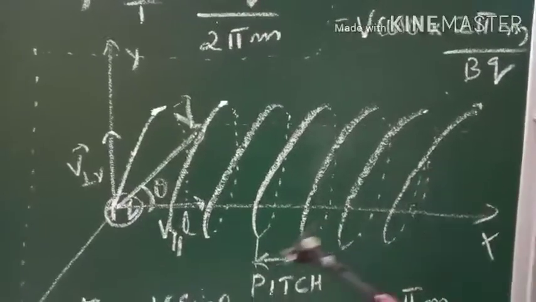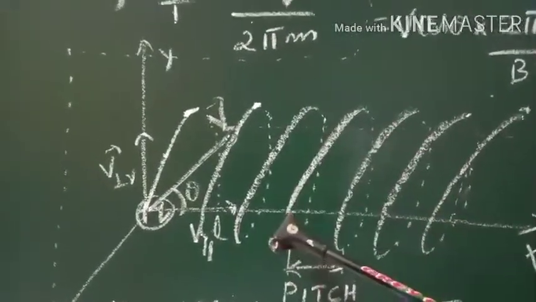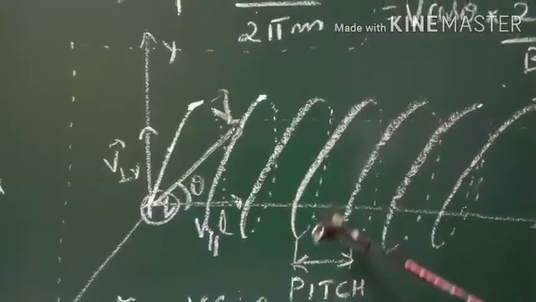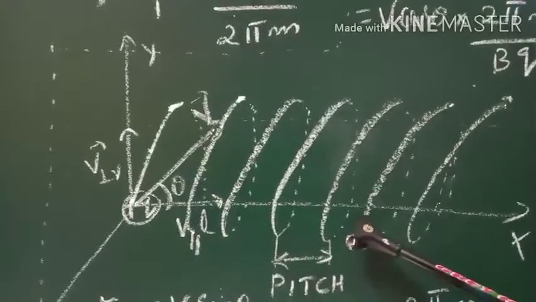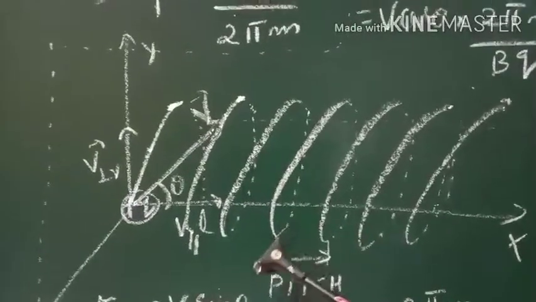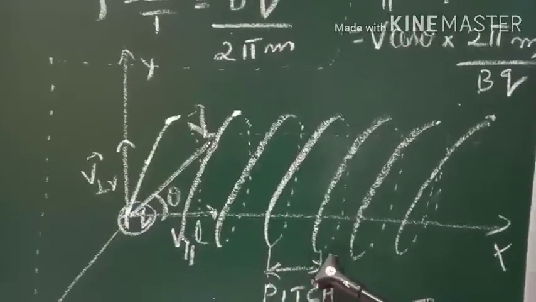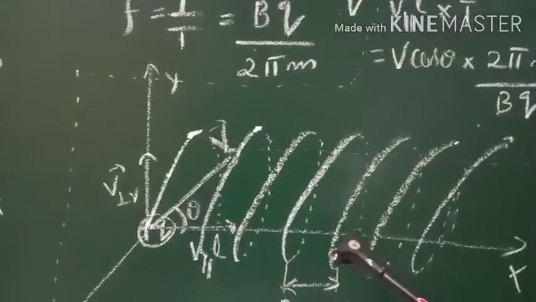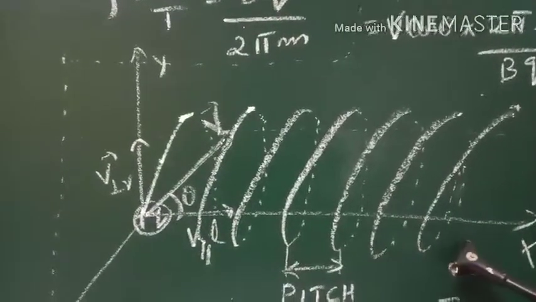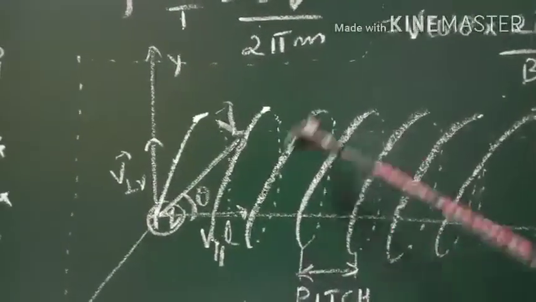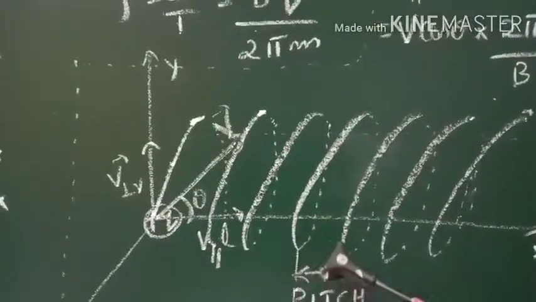So here we have seen that in one full time period, one time taken to complete one circular path, but the particle is moving along the direction of the magnetic field also. That distance moved, that is called pitch. What is pitch? It is the distance traveled by the particle along the direction of the magnetic field in one full time period. Okay, so let us calculate that expression for pitch also.